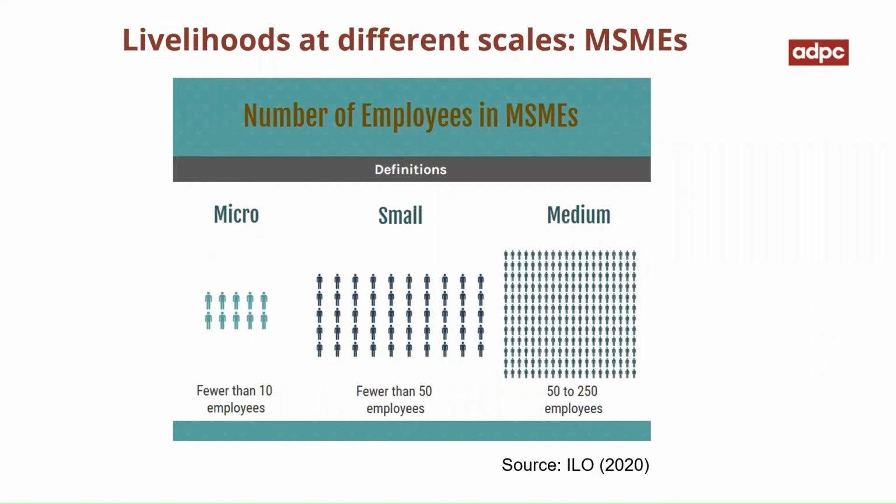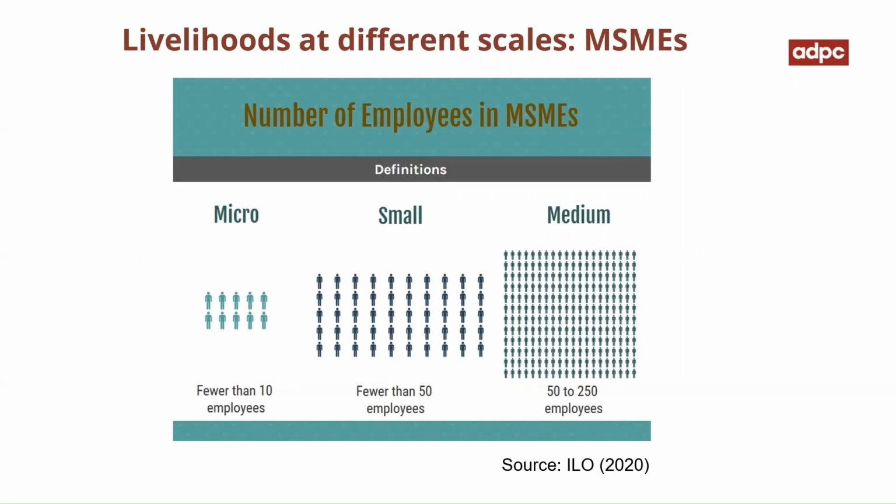Now, we can think about how we link this theoretical concept of sustainable livelihoods to our unit of focus, which is the community. We know that livelihoods exist at different scales. One tangible example would be business enterprises. In this session, we will consider enterprises of different scales, including micro, small, and medium enterprises, MSMEs, as well as larger companies.